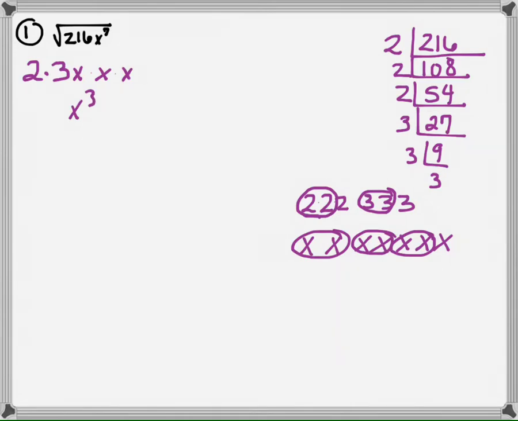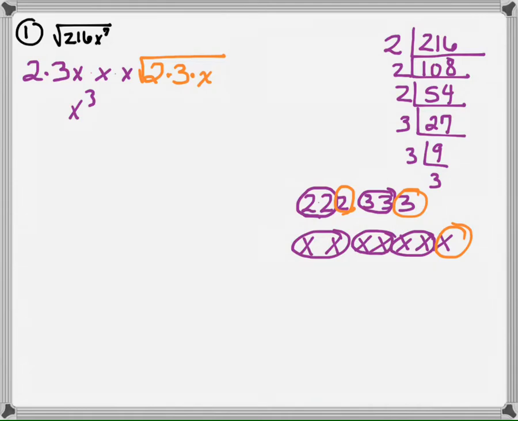Now let's see what is left behind. What did not have a partner to come out of the square root with? And these guys did not have anything with them to help them complete to get out of the square root. So left behind in the square root, we have 2 times 3 times x. Now we want to simplify this to get it to where it is all gathered together.